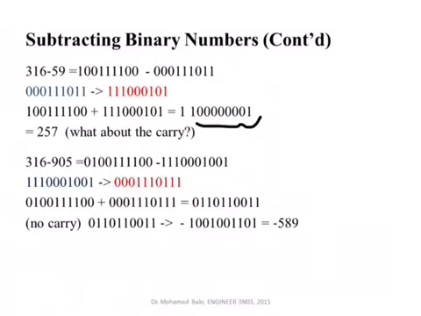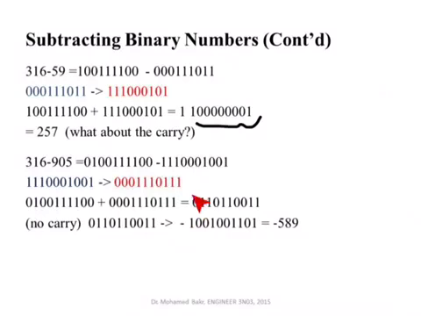Now, instead of subtracting 316 minus 905, we will add 316 to the two's complement of 905, which is this one here. So this is what we did here. Now let's do the addition. Again, 0 plus 1 will give me 1. 1 plus 0 will give me 1. 1 plus 1 will give me 0, and then we carry 1, and so on. So if you do that, you end up with this answer.